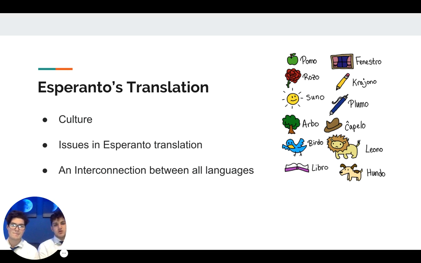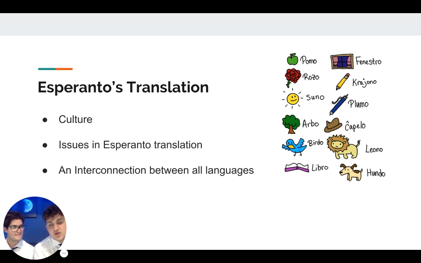As you can see in this photo on the right, it has simple words such as pomo, roso, suno, arbo, birdo, libro. Basically, you can see that these Esperanto words are very similar to words in other languages. That's what Esperanto's translation is based on. It's not an entirely new language that everyone has to learn. It's more about bringing languages together.